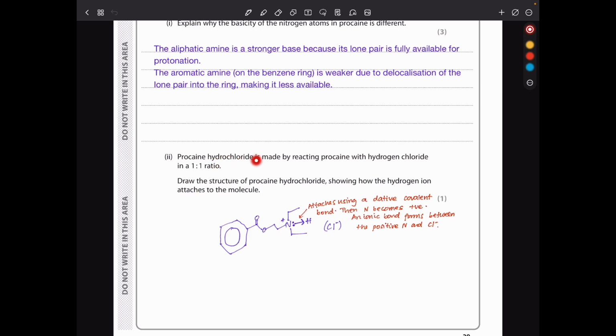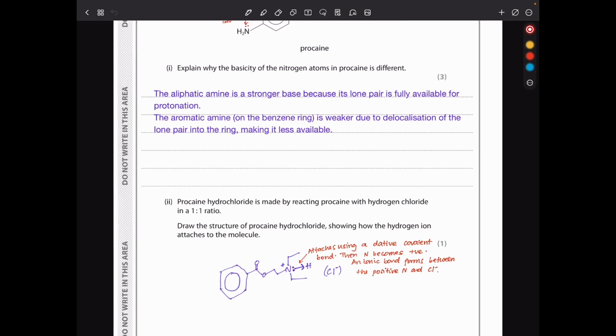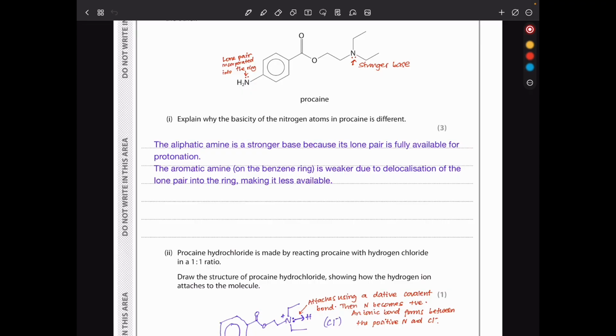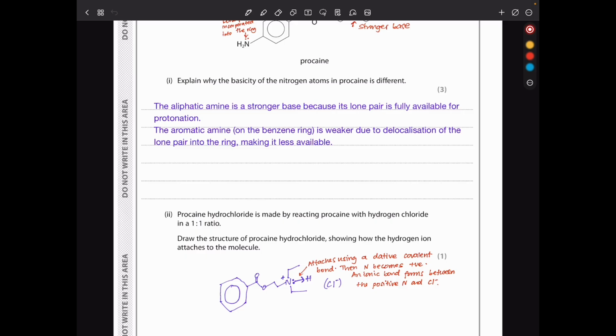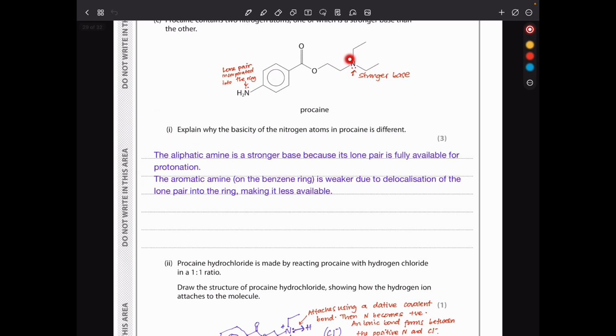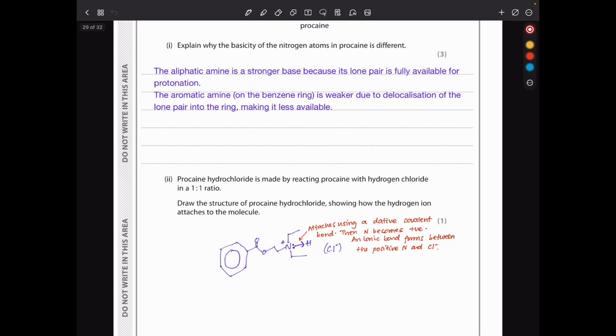Then they say procaine hydrochloride is made by reacting procaine with hydrogen chloride in a ratio of 1:1. Draw the structure of procaine hydrochloride, showing how the hydrogen ion attaches to the molecule. Now, if we go back here, we see this product here. If there is hydrogen chloride, since there is a lone pair here to be donated, a hydrogen is going to bind there to form a positively charged nitrogen, and later the Cl- and the positively charged nitrogen are going to form an ionic bond. So the structure should be like that. This is positively charged after giving the lone pair to hydrogen, and then an ionic bond forms between the two.